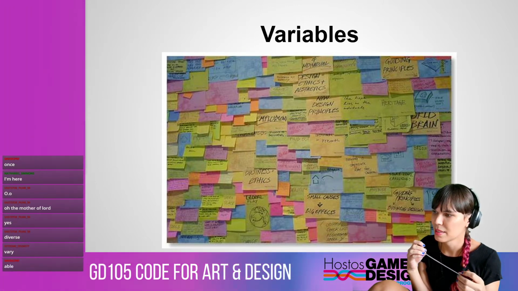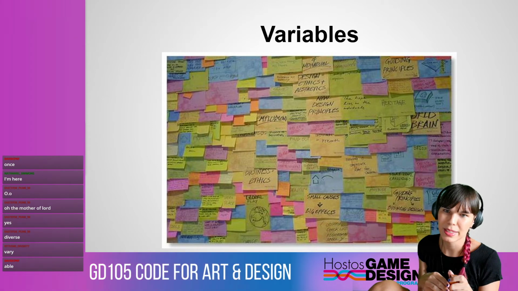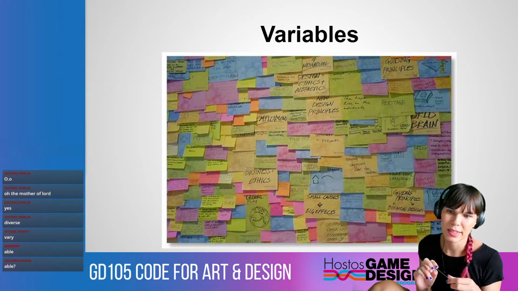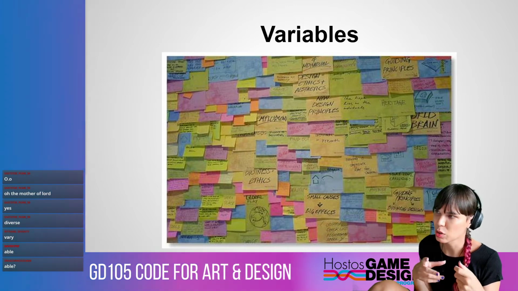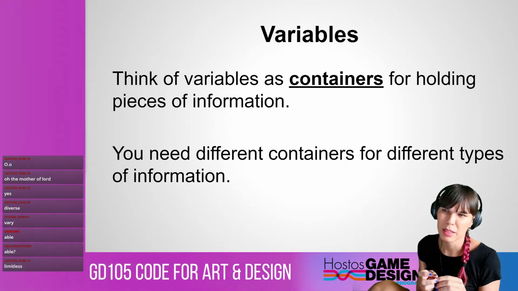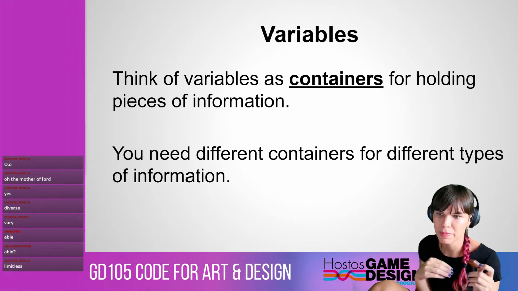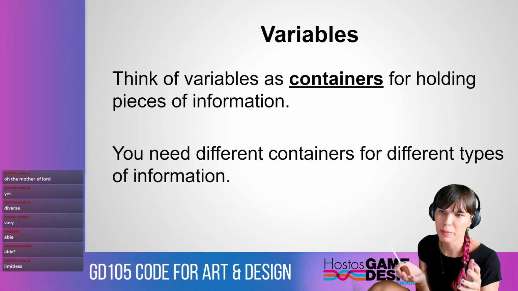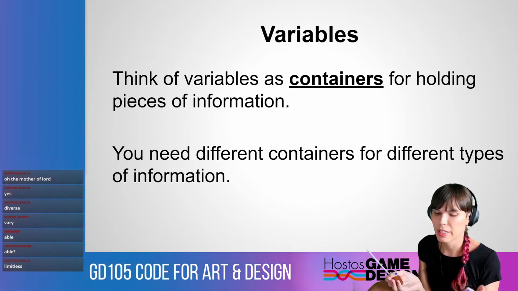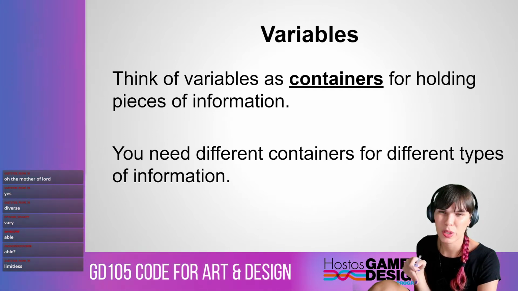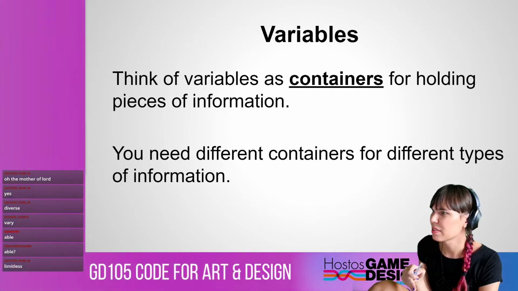And then David said able, so it's able to vary. And that's literally what it is. It's something that holds some information, holds some data that can change. So we think about variables as containers for holding specific types of pieces of information. And so you might need a different type of variable for a different type of data that you want to store. So you can store things like numbers, for instance.